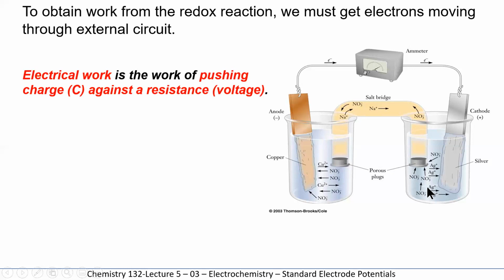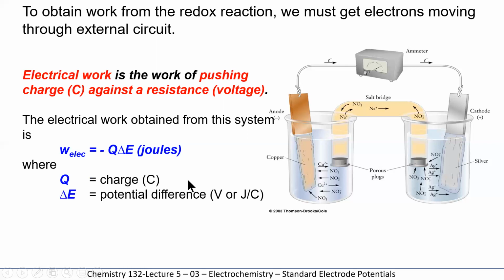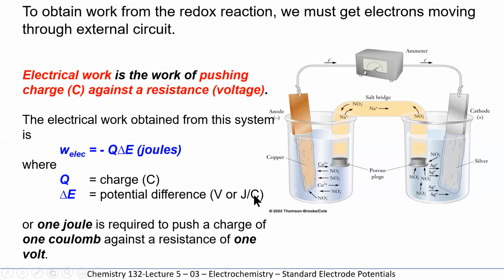So the electrical work is done by pushing a charge through an electrical resistance. We can determine that by multiplying the charge by the voltage, where Q, again, is the symbol we use for charge. And the voltage is delta E, which, remember, a volt is really a joule per coulomb. So when we multiply a joule per coulomb by a coulomb, we end up with a joule. So a joule is really defined as pushing a charge of 1 coulomb against a resistance of 1 volt.